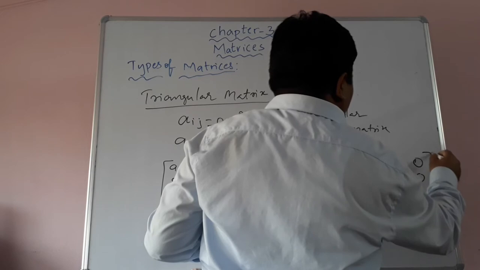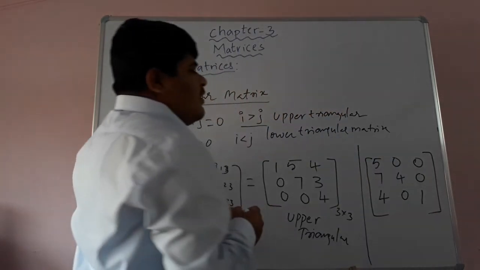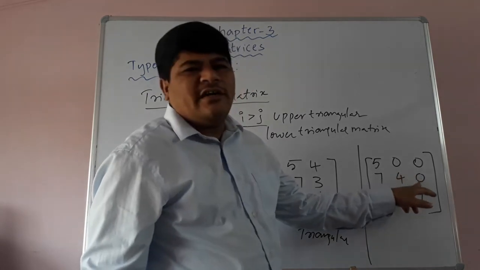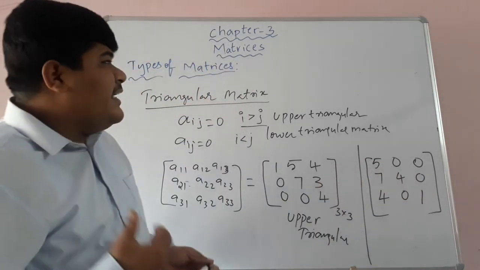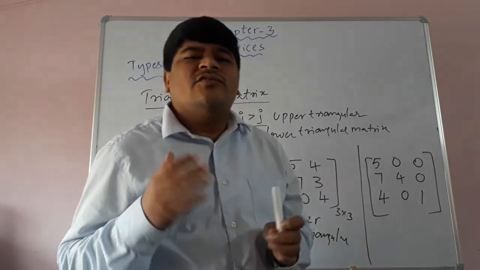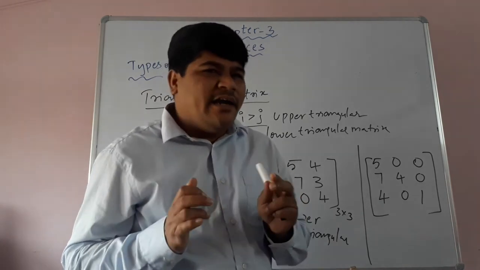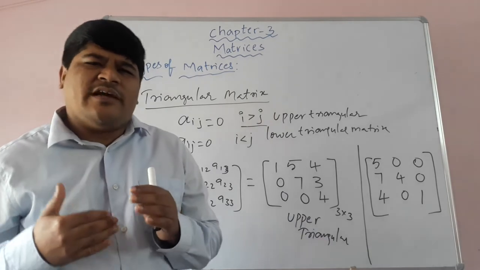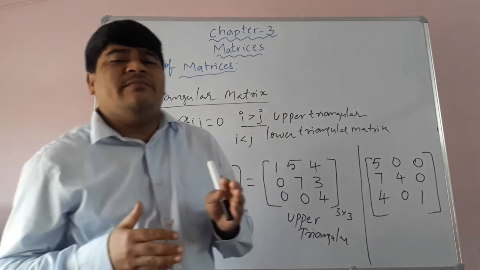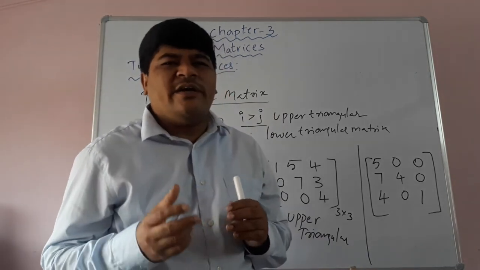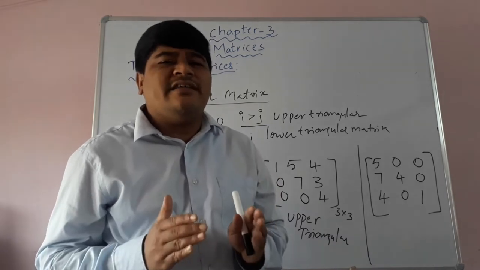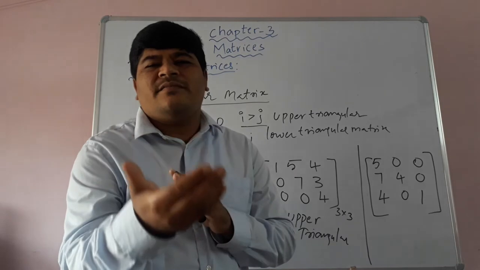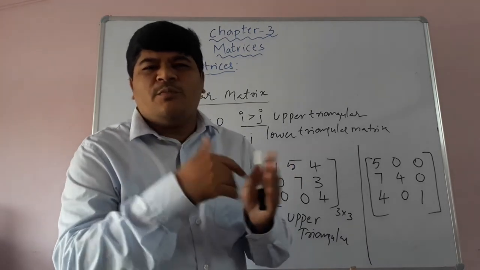So children, if you take this matrix, this is a lower triangular matrix. Next, addition of matrices, children. Two matrices can be added when their orders are equal. That means a 2 by 2 matrix can be added with a 2 by 2 matrix, and a 2 by 3 matrix can be added with a 2 by 3 matrix. In addition of matrices, we just add the corresponding elements, children. So A11 plus B11, A12 plus B12.